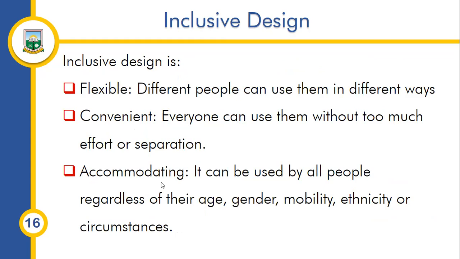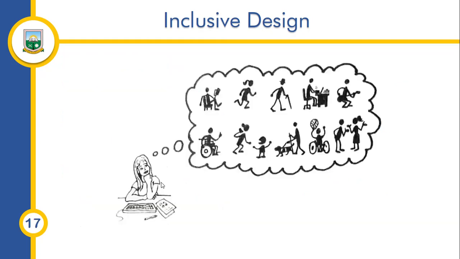It's convenient. Everyone can use them without too much effort or separation. And then it's accommodating. That means that it can be used by all people, regardless of their age, gender, mobility, ethnicity, or circumstance. With inclusive design, everybody is involved in the development process. They don't just do it for a selected few. At the end of it, I'll take you through some comparison between some of these design approaches.